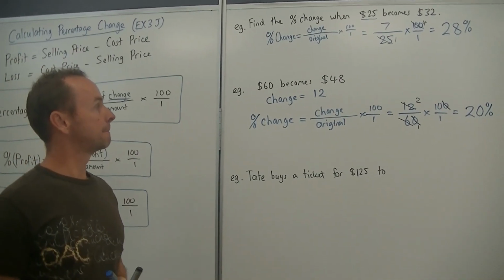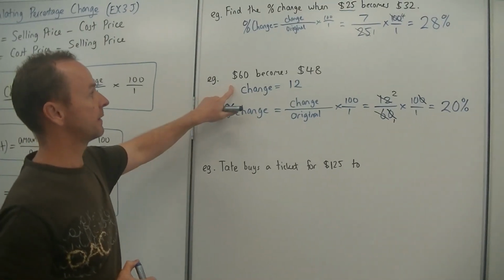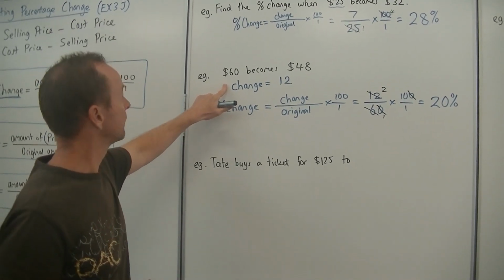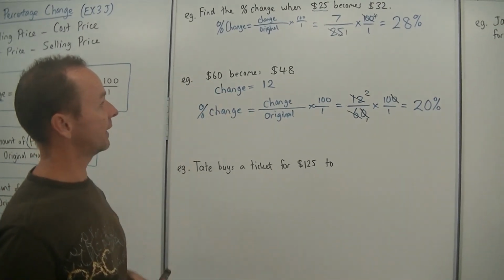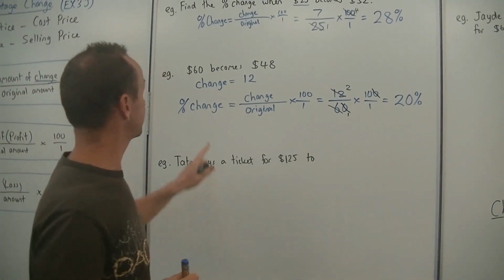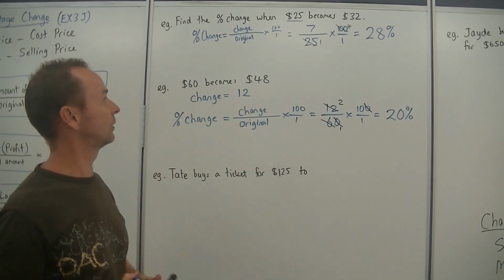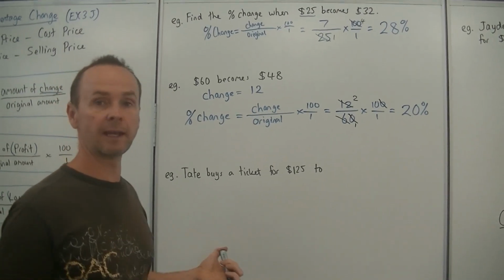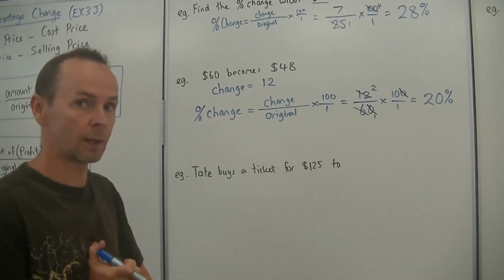Let's do another one. But what do we notice about this change, everyone? We notice it's a change getting smaller. So the 20% change, it's getting smaller from $60 to $48. Okay, so just make sure you remember that. So it's actually a negative change, it's changing smaller.